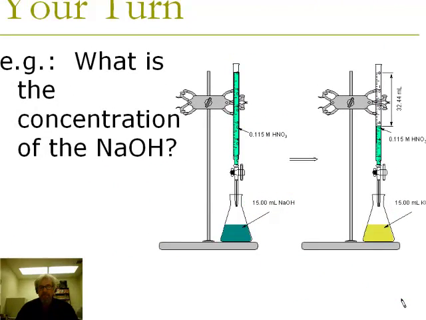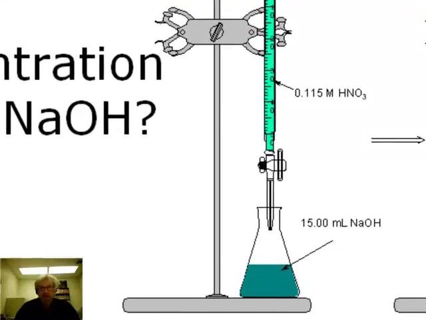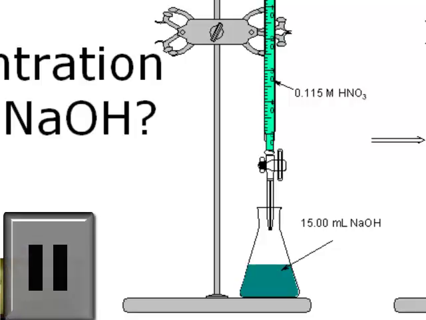You try one. Here we've got a setup where we have NaOH, a base, in the flask, and we have HNO3 in the burette. It tells us that 32.44 milliliters have been added when you reach the equivalence point, and your job is to find out what is the concentration of the NaOH. Stop the video, give this a try on your own, and I'll bring you an answer in a little bit.